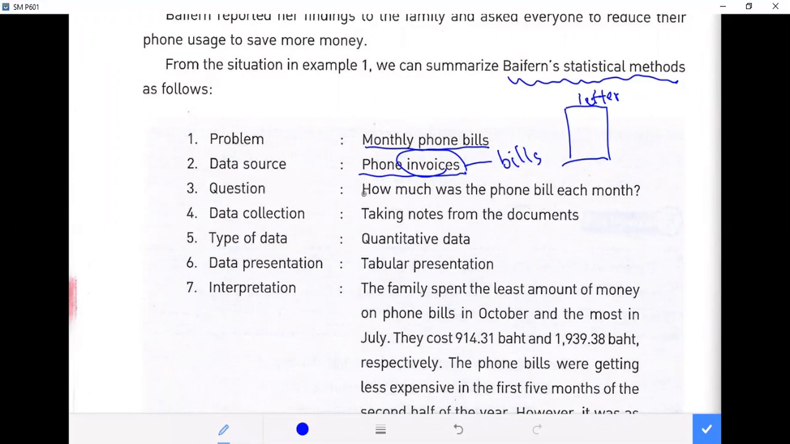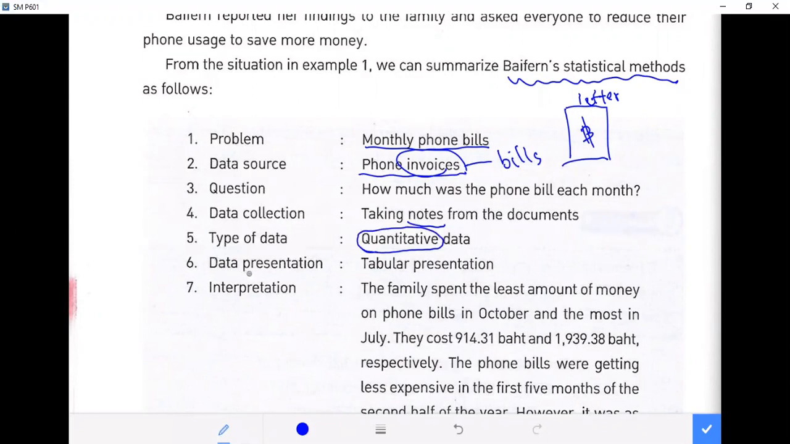So she starts to have a question. She wants to get the answer. And then data collection: taking notes from the document. Invoices are like the document. So she takes note this month, that month, this month. And then the type of data. Those are in the bill, right? In the invoices, you have the money, the money she spent in baht. Okay, not dollars. In baht, right? They are all about numbers. So this is quantitative data.